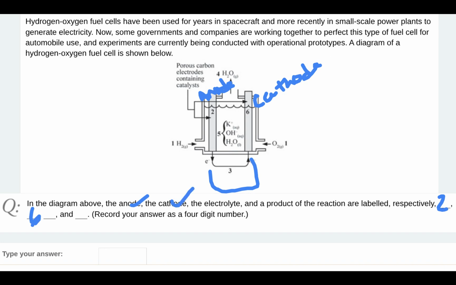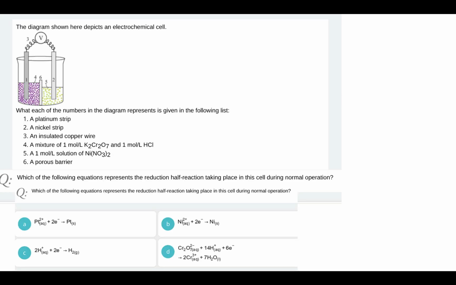Asking about the electrolyte. So the electrolyte is what you see in solution. So it would be number 5. Oh, sorry, that should have been there. And the last part, a product of the reaction. So product would be what's coming out. And so we're seeing, even though I drew over it, this arrow with water being formed. So that would be number 4. So here our answer would be 2, 6, 5, 4.